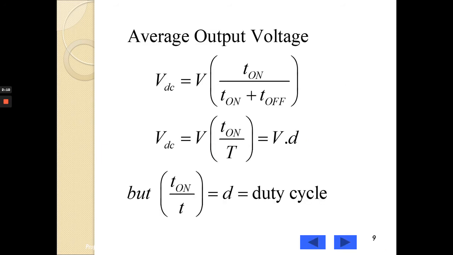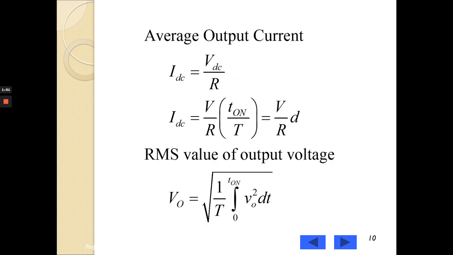The average output voltage VDC equal to V into T on divided by T on plus T off. So it is equal to V into T on divided by total time period T. So it is equal to V into D. D is nothing but the duty cycle, T on divided by T. And the average output current is given as IDC equal to VDC divided by R. It is nothing but V by R into T on divided by T. That is nothing but V by R into D.